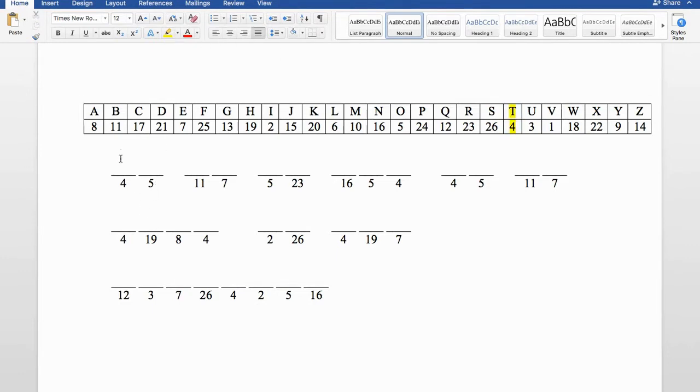So what that means is throughout the entire puzzle, 4s will be T's. So I'm going to go and put those in. That one right there. Right there. So on and so forth. So I believe I have all my T's.